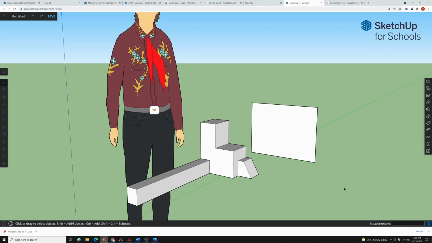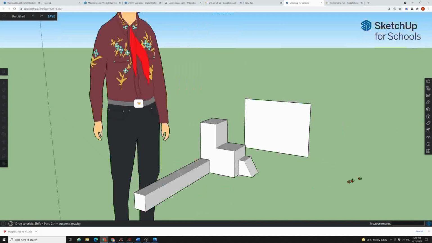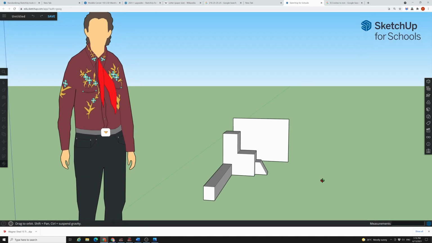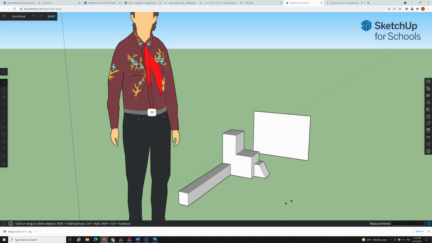Learning about projection. We've got an object here and we have a piece of paper. This is a piece of paper that I modeled. It's the actual size of a real piece of paper. And we have an object, and my objective here is to draw this object in its actual size on the piece of paper.